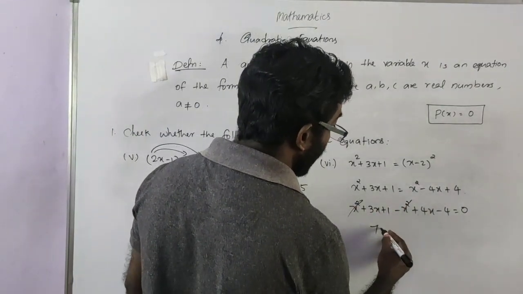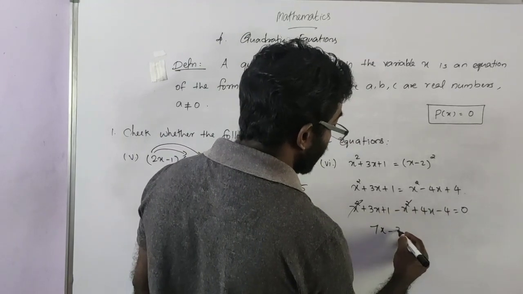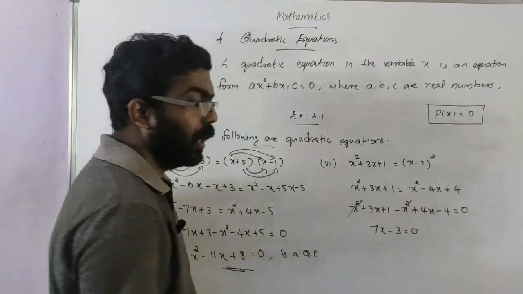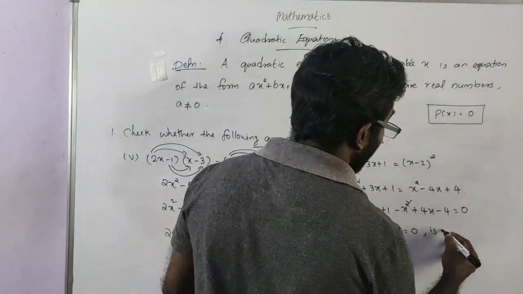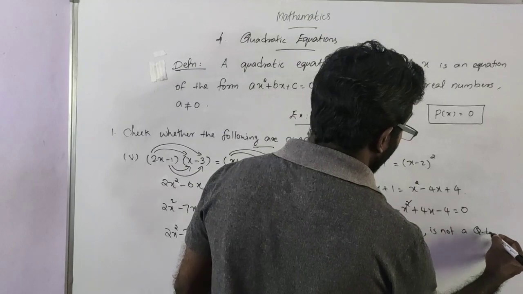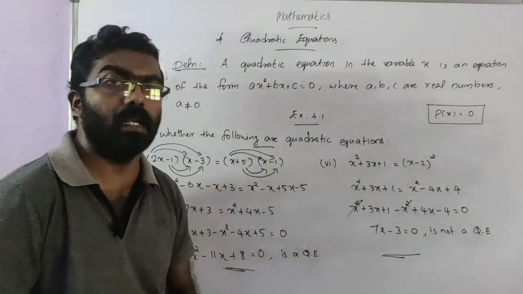3x plus 4x is 7x. 1 minus 4 is minus 3, which is equal to 0. The degree is 1 and it is linear, not a quadratic. So it is not a quadratic equation. Is it clear?